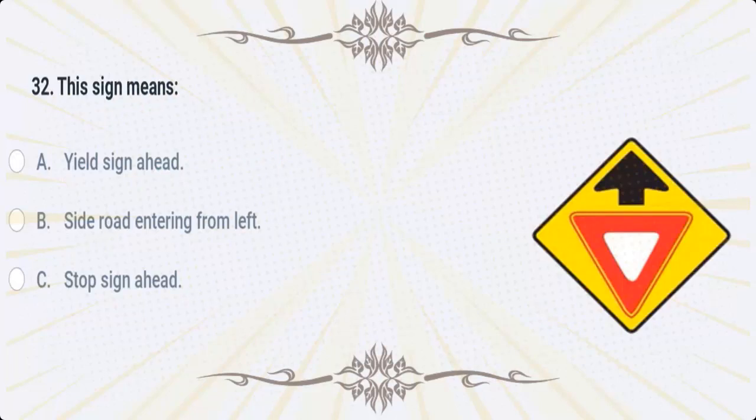This sign means A. Yield sign ahead. B. Side road entering from left. C. Stop sign ahead. A. Yield sign ahead. This sign indicates that there is a yield sign ahead. You should begin to slow down when you see this warning sign.